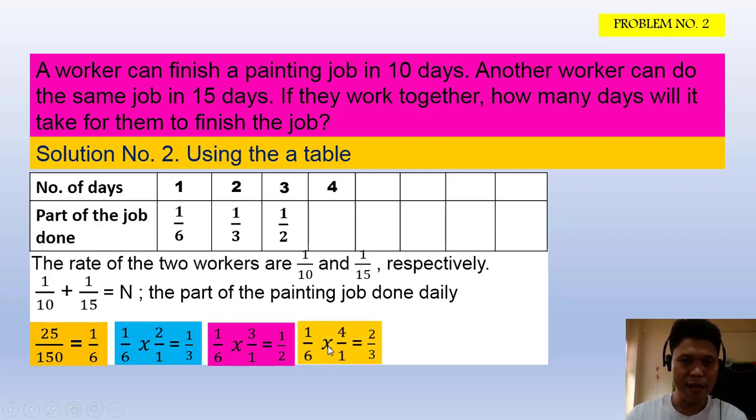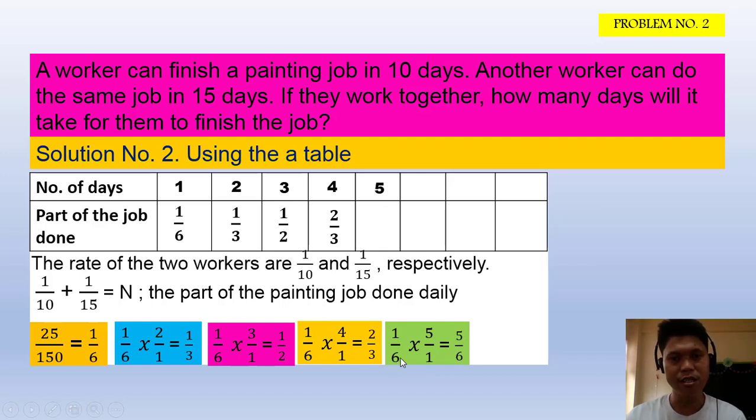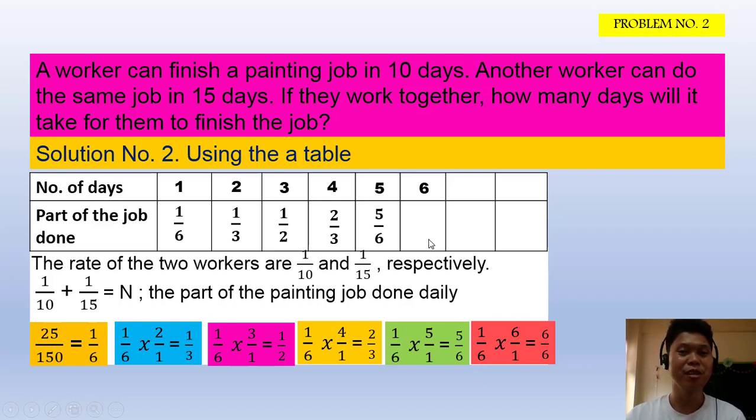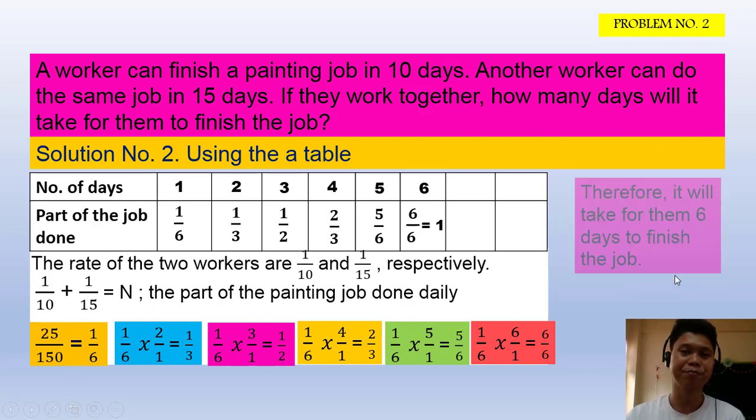Kaya pero, ipakita pa rin natin. So, ganun pa rin. 1 times 4 is 4. And then, 6 times 1 is 6. 4 over 6 or 2 over 3. Ayan, 2/3. And then, pagka 5 days, 6 times 5. So, 1 times 5 is 5. And then, 6 times 1 is 6. It is 5/6. And ang last, 6 days. Tingnan natin. 1, ayan. Sabi nga sa rule, a fraction multiplied by its reciprocal will give a product of 1. 6 over 6 or equal to 1. Ibig sabihin, after 6 days, tapos na yung painting job. Okay? So, using a table.